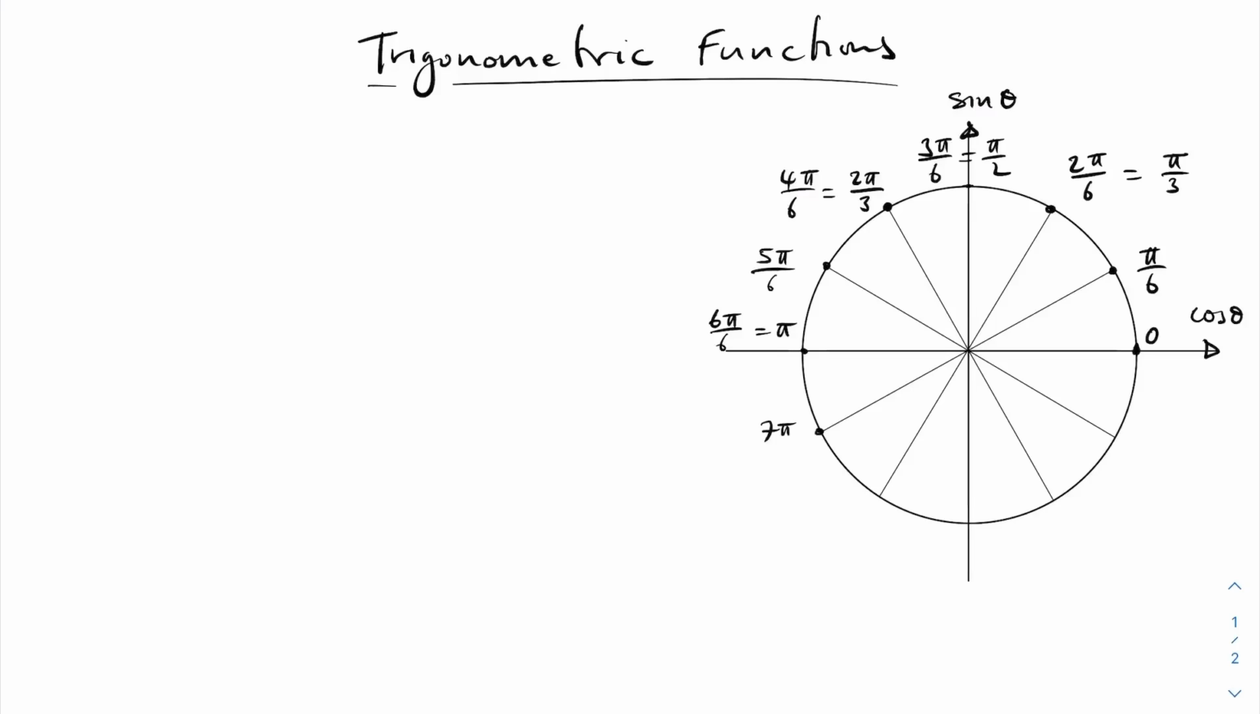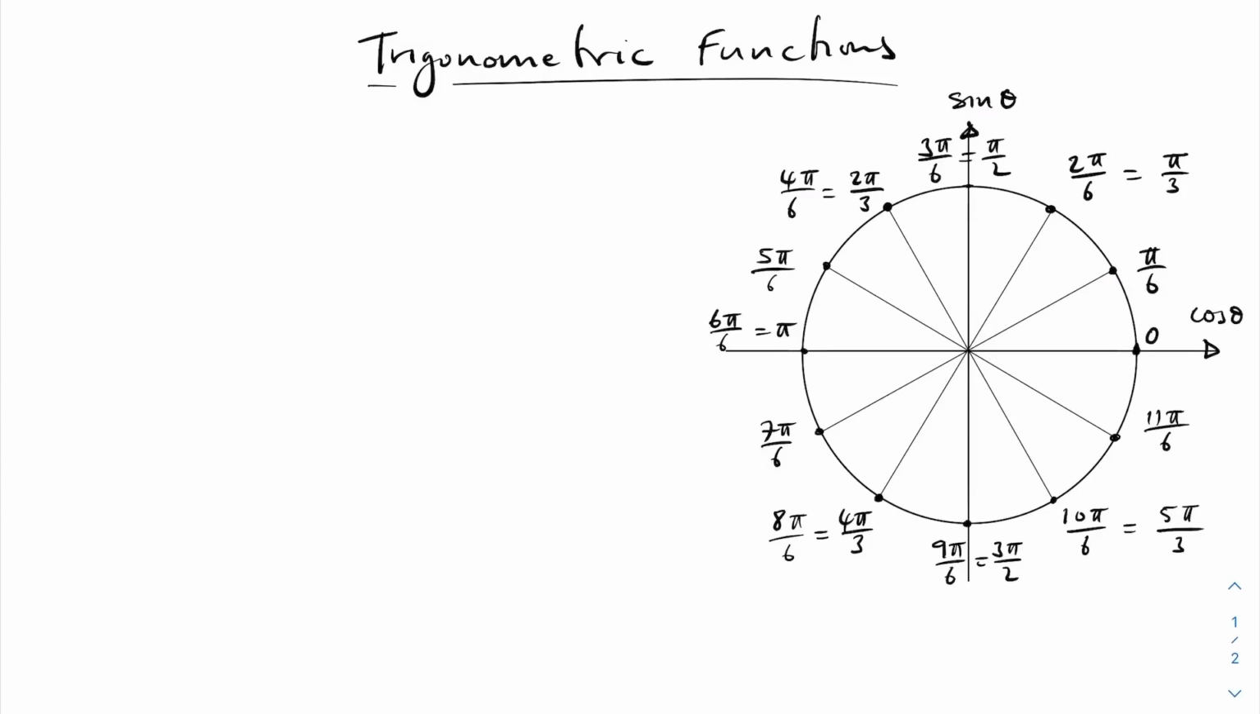Then we have 7 pi over 6. Next, 8 pi over 6, which is the same thing as 4 pi over 3. Next, 9 pi over 6, which is the same thing as 3 pi over 2. Next, you have 10 pi over 6, which can be simplified as 5 pi over 3. Then you have 11 pi over 6. And finally, 12 pi over 6, which is the same thing as 2 pi, which also corresponds to just 0, because 0 and 2 pi are coterminal angles. And we are going to talk about coterminal angles in my next video, so look out for that one.